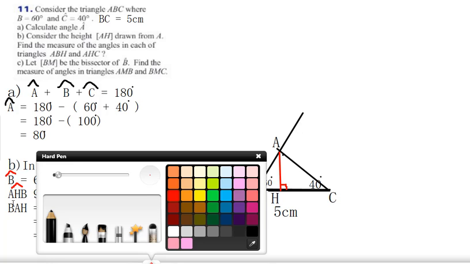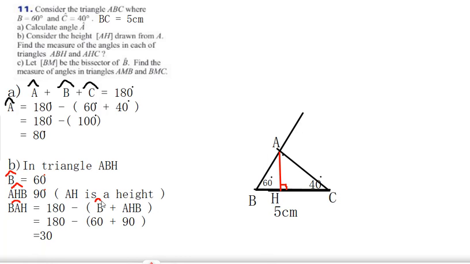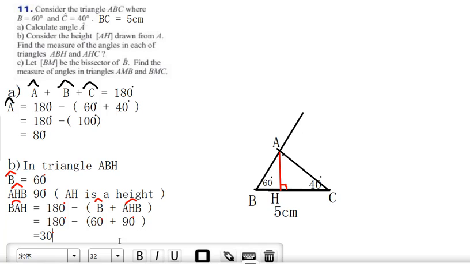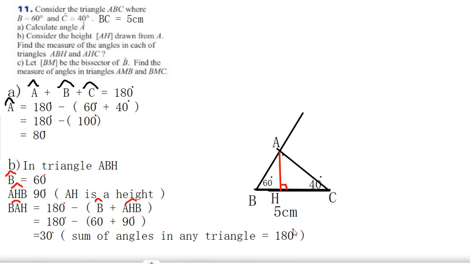As we said, don't forget to put the cap, here I have a cap, here I have a cap, and don't forget to put the degrees. Okay, but I didn't finish yet. You have to write the reason. Why did I subtract from 180 degrees? Because the sum of angles in any triangle is equal to 180 degrees. Now, similarly, if I want to find the angles in triangle AHC, let's find them.